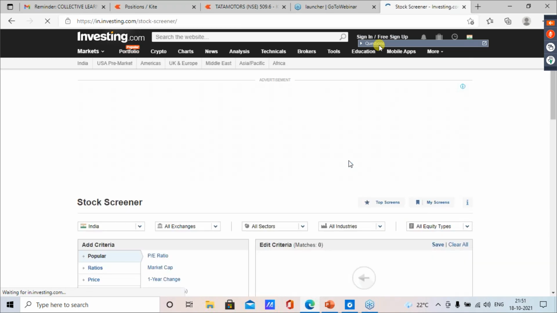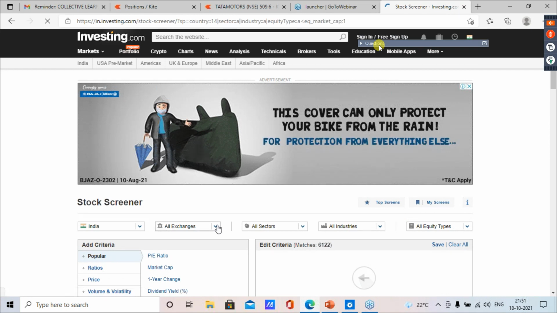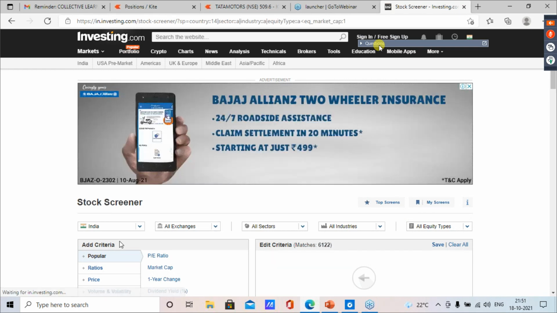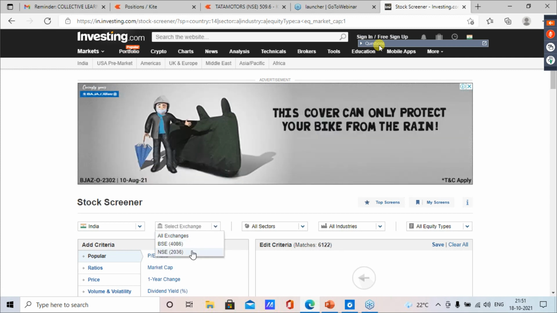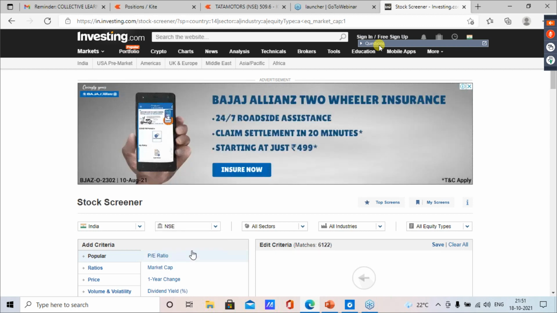Once I approach this screener, there are a few changes that you need to make. Select NSE, because if you select all exchanges, then you have stocks in a repetitive manner. Select NSE.